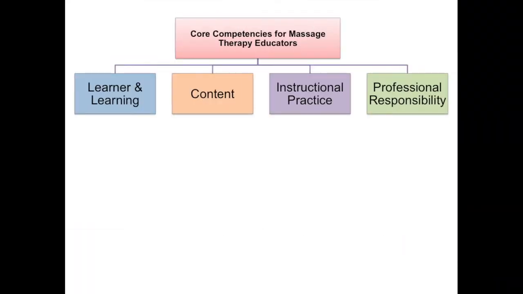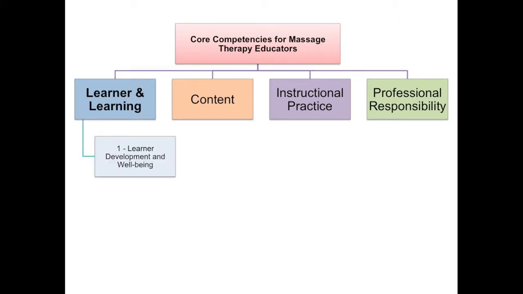Okay, you'll notice that the 10 core competencies or standards are organized into 4 categories that educators should know about and be able to demonstrate well and consistently, and that educators should hold valuable. So having certain beliefs that influence your choices and decisions to act certain ways in particular circumstances. And those 4 categories are the learner and learning, content, instructional practice, and professional responsibility.